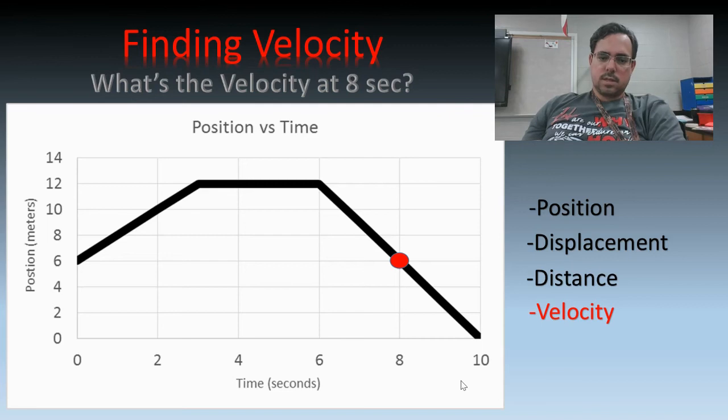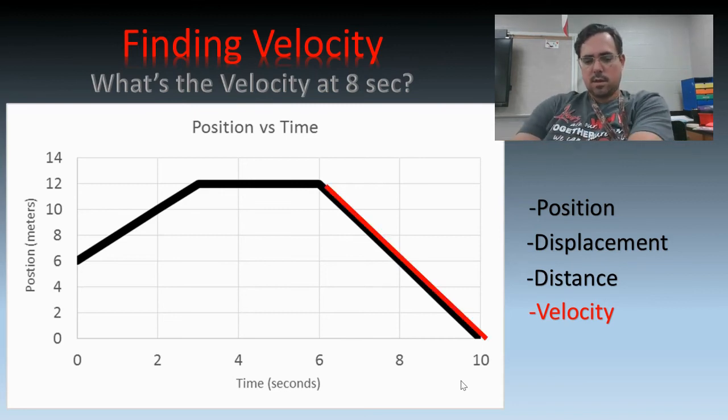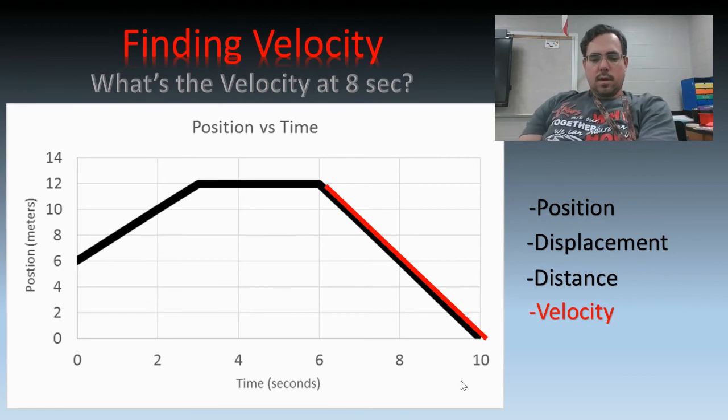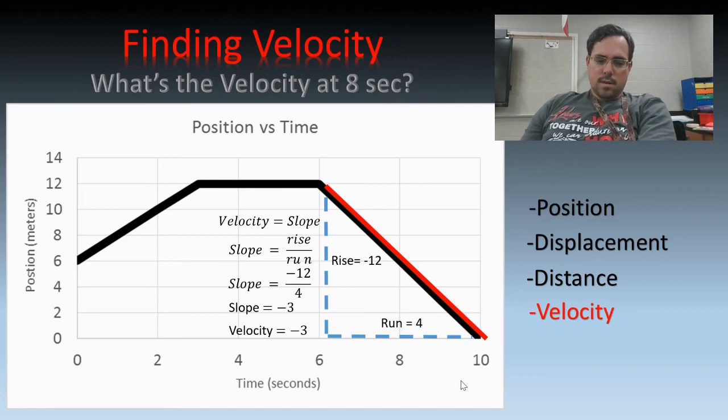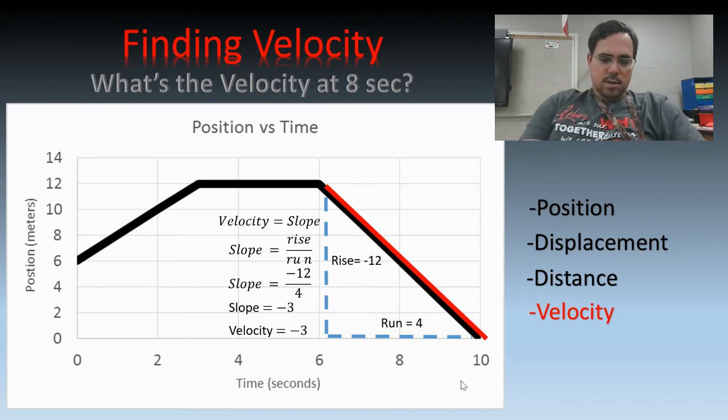Finally, what's the velocity at 8 seconds? You'd have to find the slope of the line that is there during the 8th second. To do that, we find the rise and the run. This time it goes down, so we're going to give it a negative number. It starts at 12 and goes to 0, so that's a change of negative 12. If the rise is negative 12 and the run is 4, then we divide those numbers and we get a slope of negative 3, which tells us the velocity is negative 3.